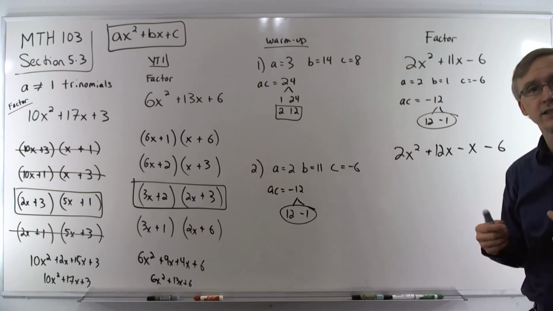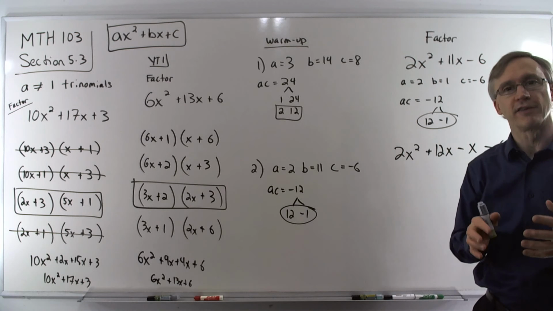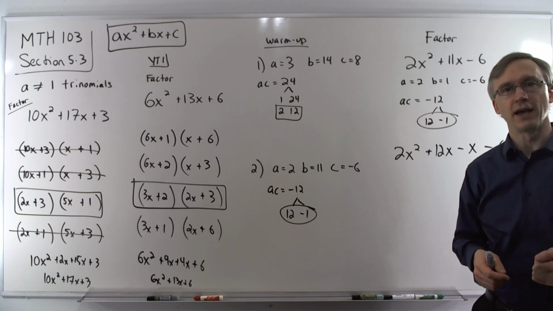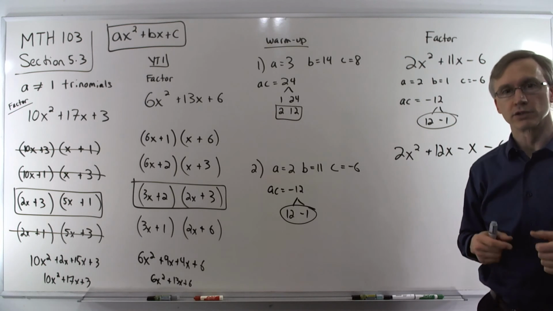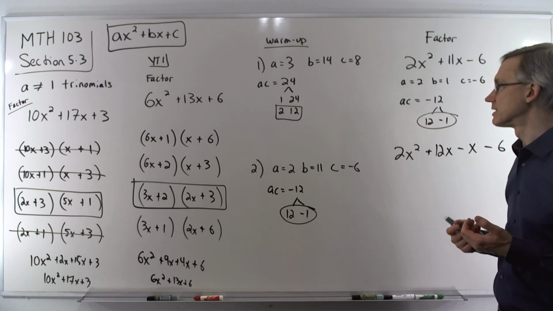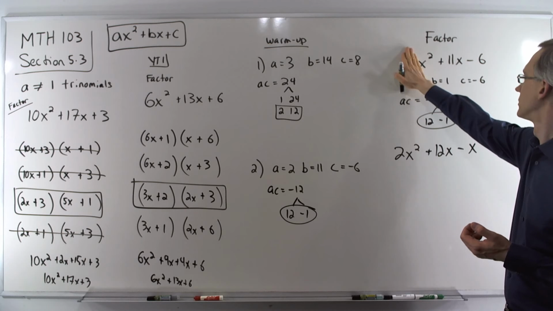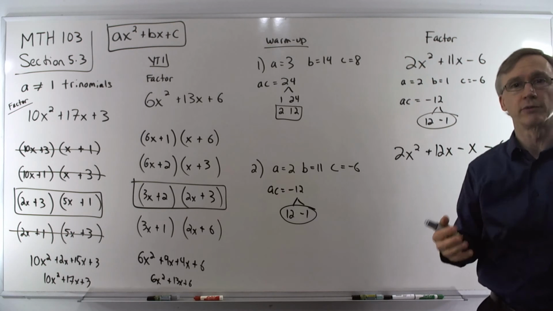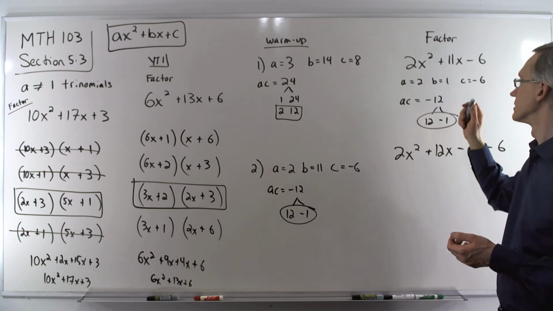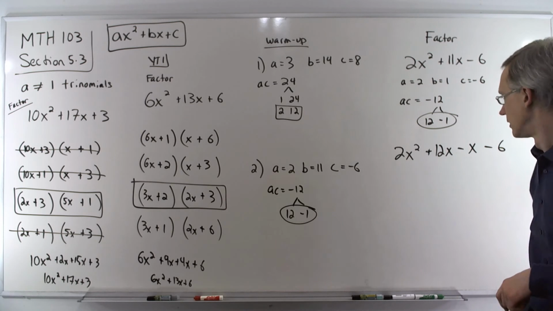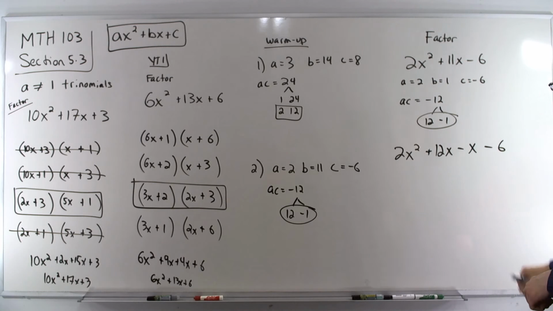And we've seen a technique in the past about how to factor 4-term polynomials, and that is factoring by grouping. So what we're doing today is combining the technique for factoring an A equals 1 trinomial with factoring by grouping to do A does not equal 1 trinomials. All right, now we've got it split up into 4 terms.